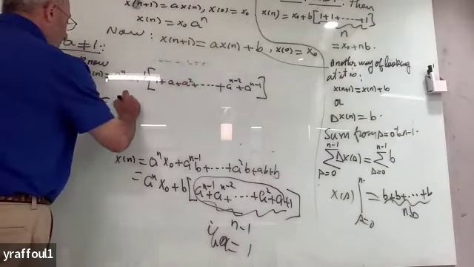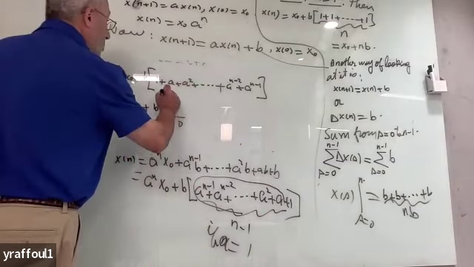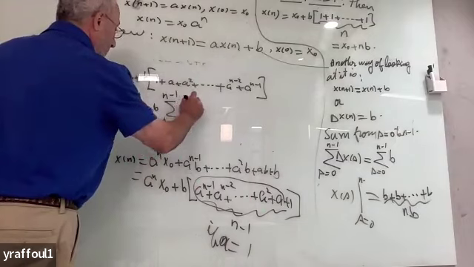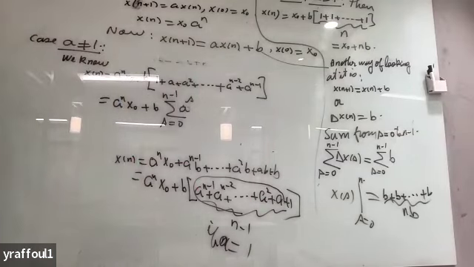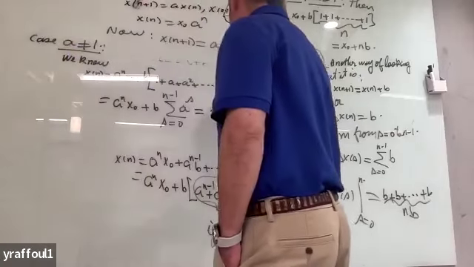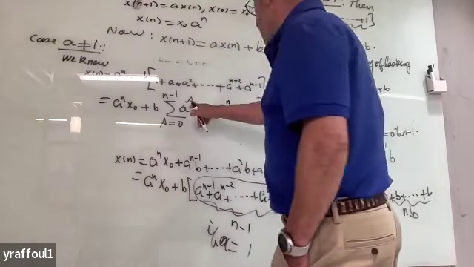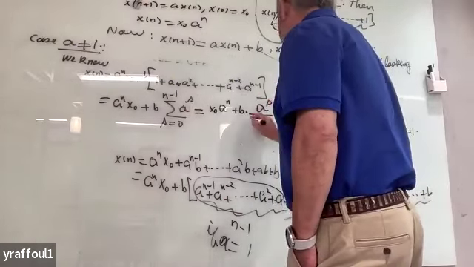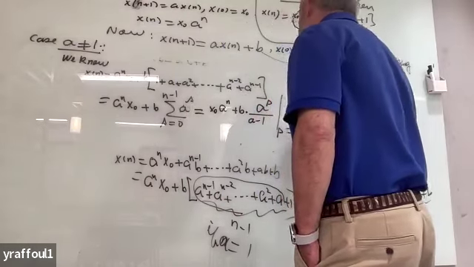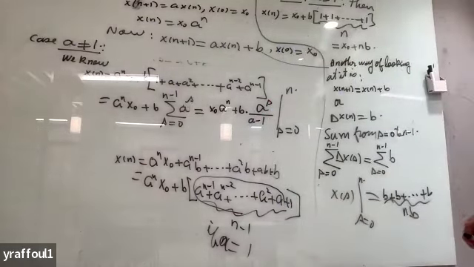So notice this is a^n x naught plus b times the summation of s equals 0 to n minus 1 of a to power s. I could have used k if I wanted to. Okay? And that is, let me put the x0 ahead of a^n, plus b times, what is the antidifference of a^s? It is a to power s over a minus 1 from s equals 0 to n. Okay?